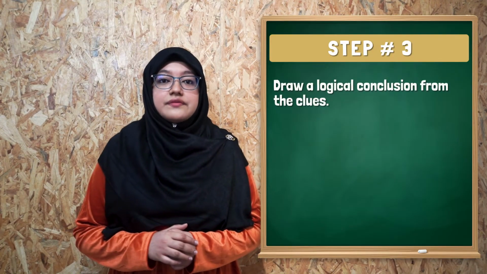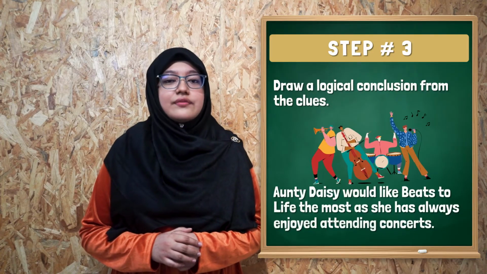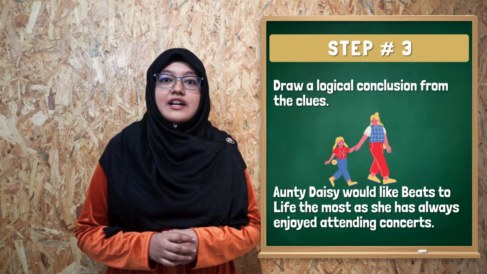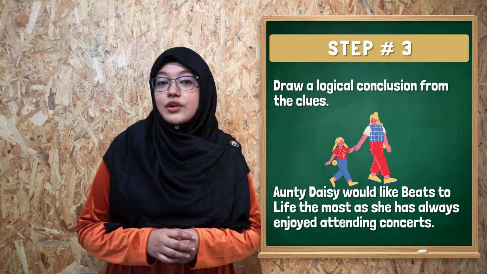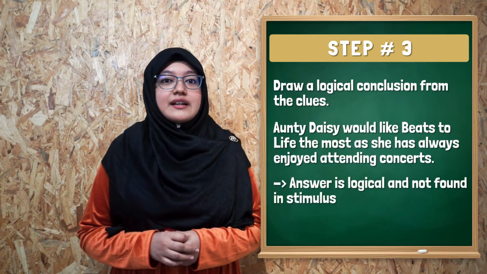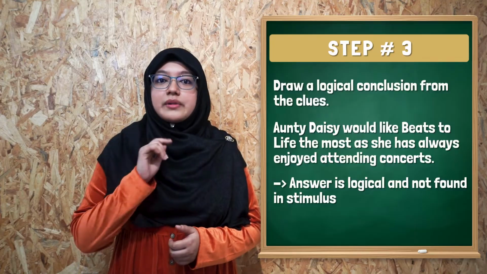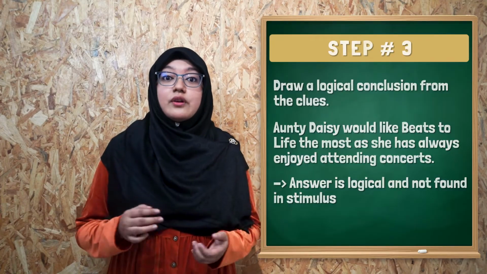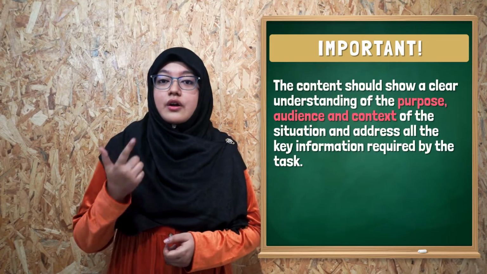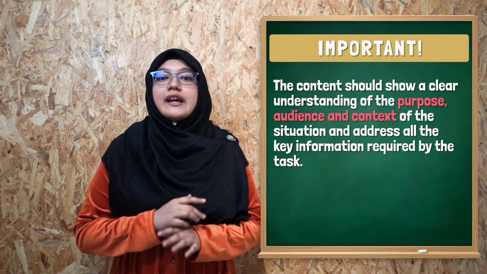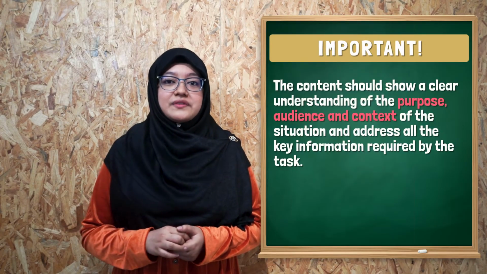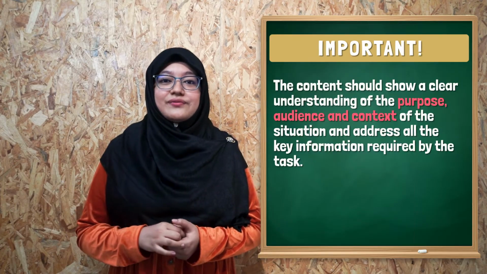For instance, if it is mentioned in the stimulus that Beats to Life features a local band playing popular tunes, then suggesting that both of you catch the live musical performances, as Aunt Daisy has always enjoyed attending concerts, would be logical here. The explanation that Aunt Daisy enjoys attending concerts should not be found in the stimulus. Most importantly, remember that your content should show a clear understanding of the purpose, audience, and context of the situation and address all the key information required by the task. Only then would you be assured of achieving the full 6 marks for task fulfillment.